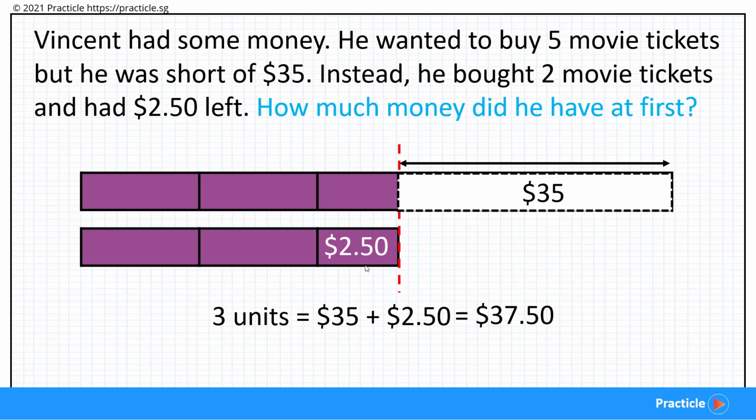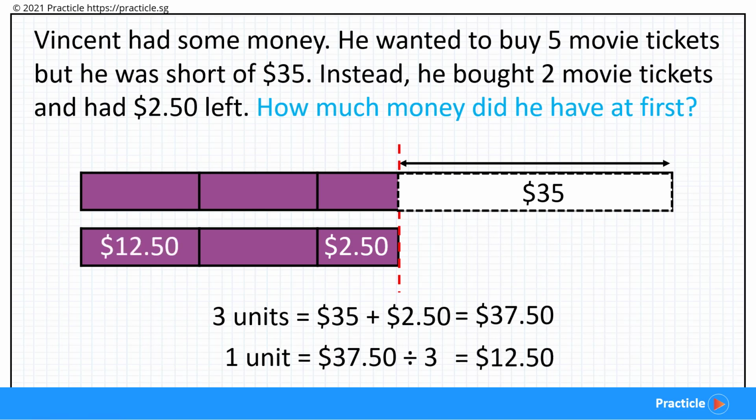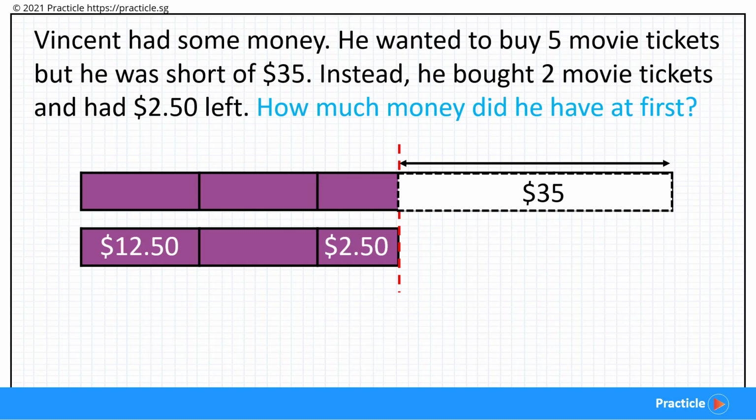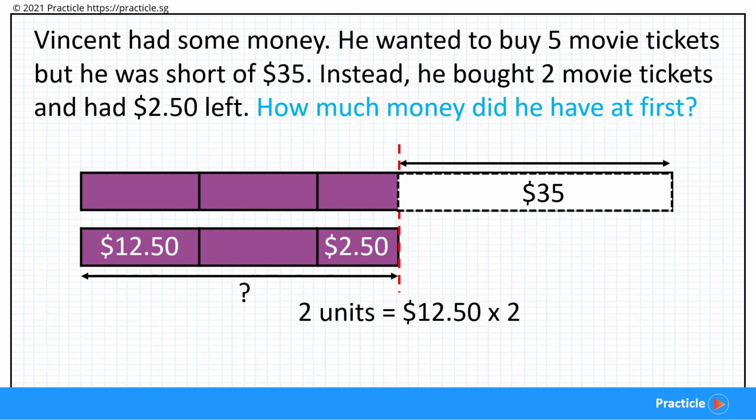Before we can find the value of 2 units, we are first going to find the value of 1 unit by dividing $37.50 by 3. And when we work this out, we are going to get $12.50 for 1 unit. Do you get that too? Once we have that, let's multiply $12.50 by 2 and see what we have, okay? Do you get $25? And now comes the really exciting part.